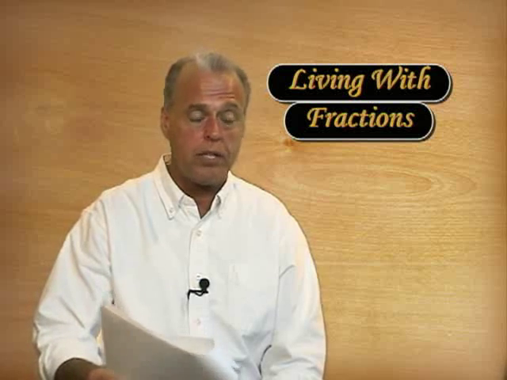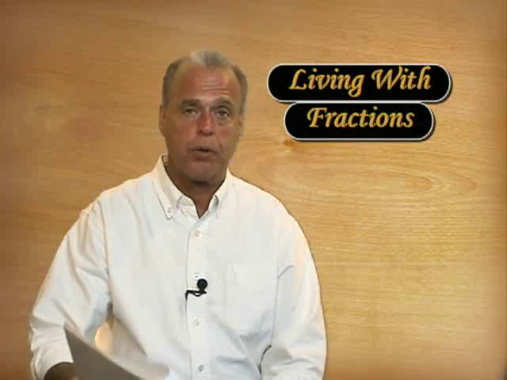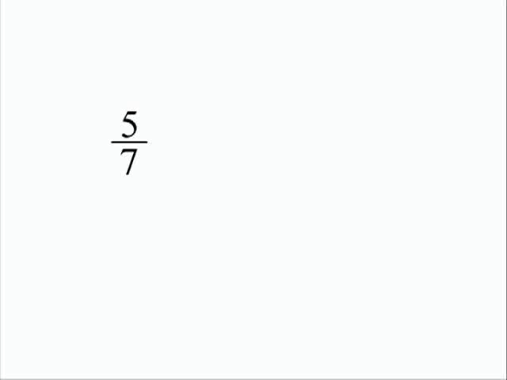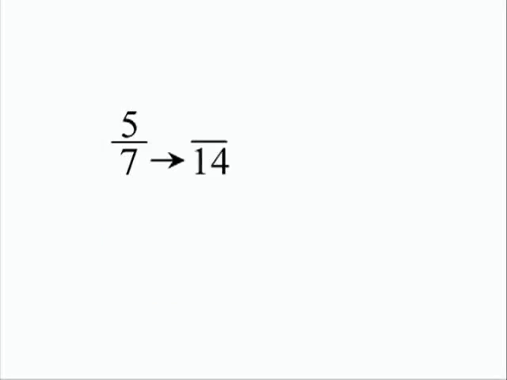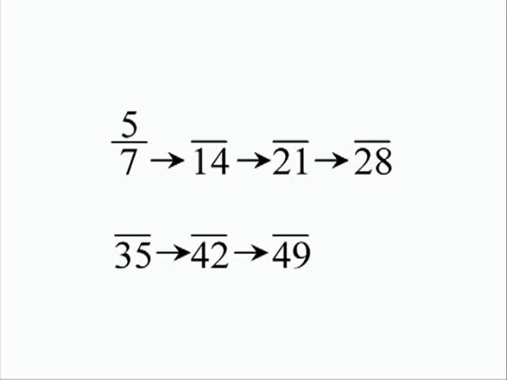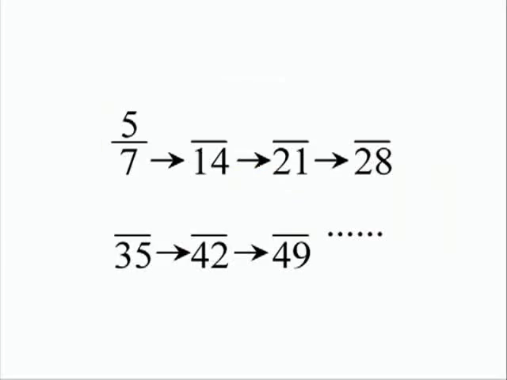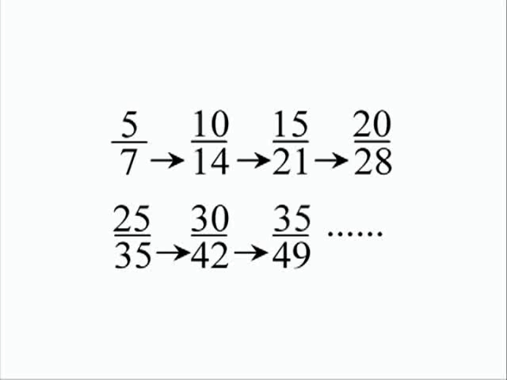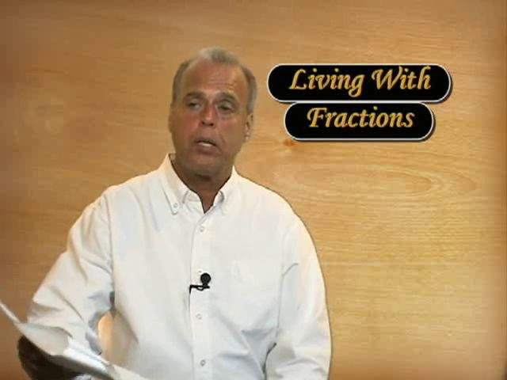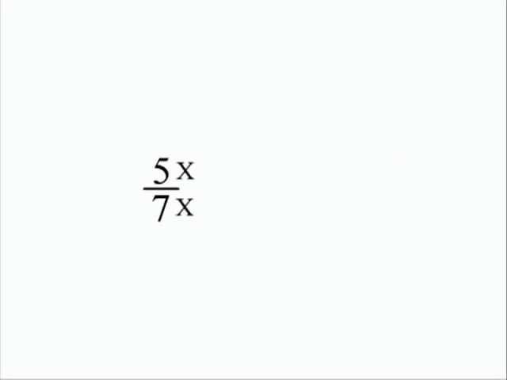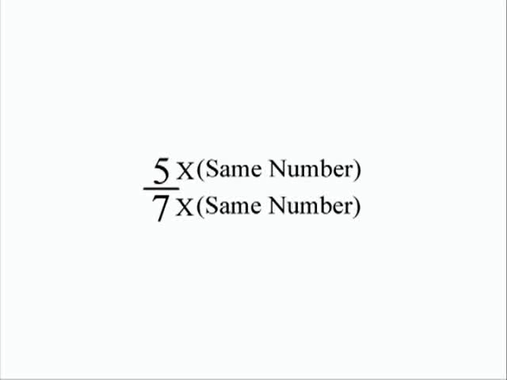Yes, there are many numbers you can raise this fraction to, but for our purposes we're going to stick with whole number multiples. How about 5/7? What would be some good choices to raise this fraction to? Some numbers that 7 divides evenly into are 14, 21, 28, 35, 42, and 49. Those would be some good choices. And the corresponding numerators would be 10, 15, 20, 25, 30, and 35. Yes, any whole number multiple of 7 would work. And remember to change the top number by the same multiple as you change the bottom number by.